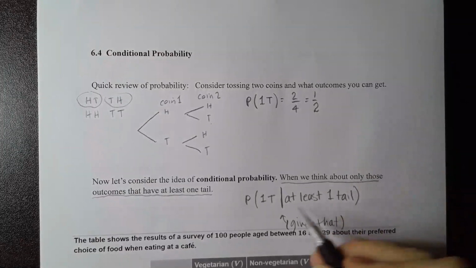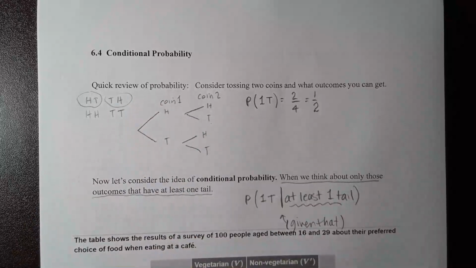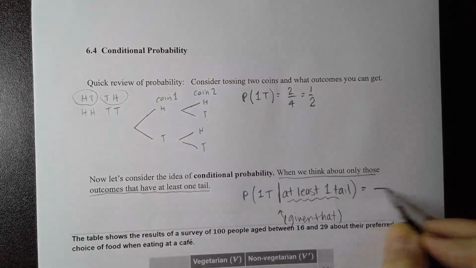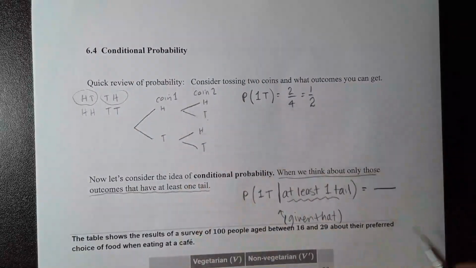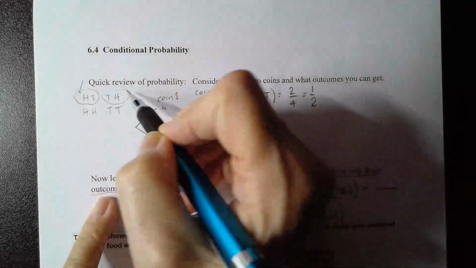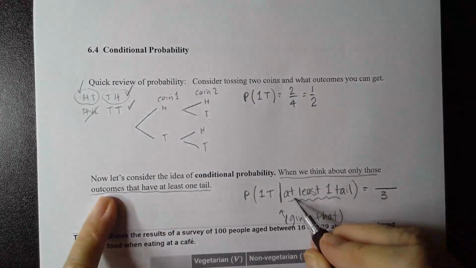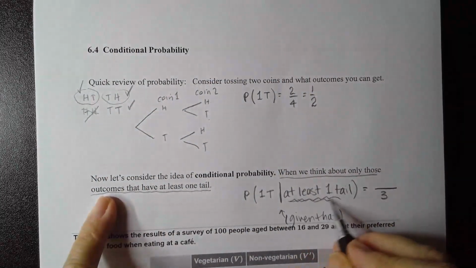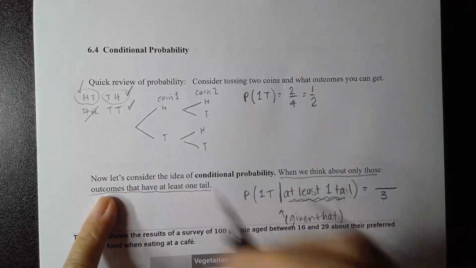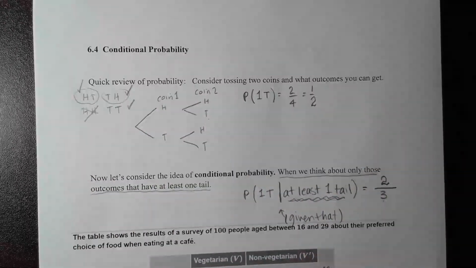And so I'm making it so that my outcomes are reduced. The outcomes always go on the bottom. This was 4 outcomes. So I want the outcomes that have at least one tail. Well, that's this one, and this one, not that one. So now I have 3 things that I'm considering. So whatever's back here goes on the bottom. And one tail, well, that's those 2. So now it becomes 2 out of 3 for that probability.